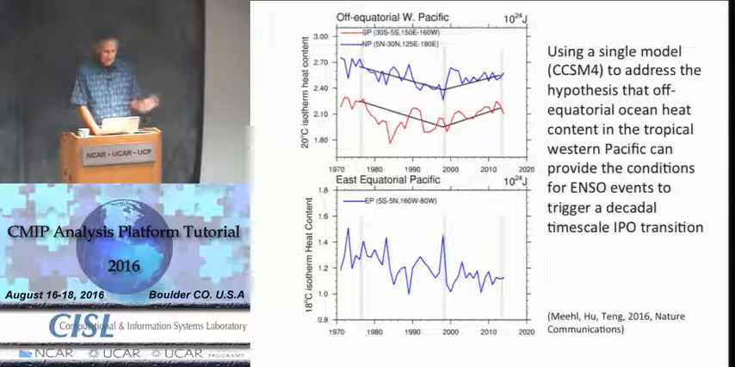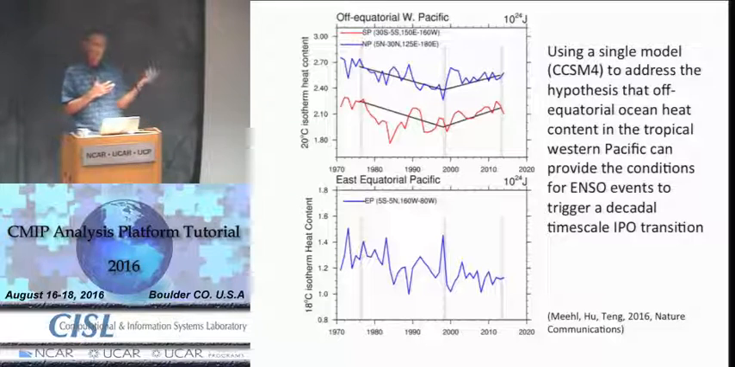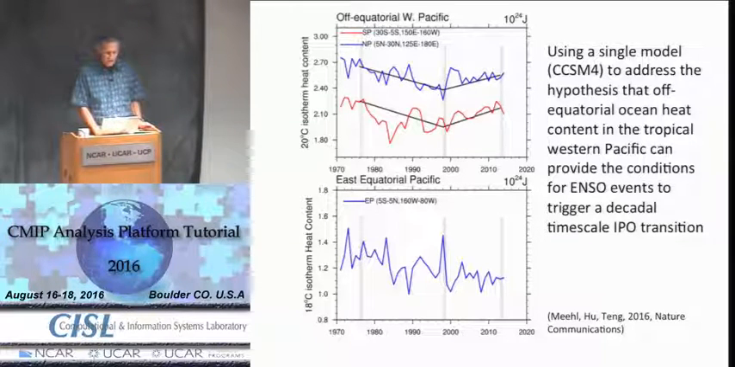And we said, okay, if we think that this interannual variability can trigger a decadal transition, let's look at what happens in the initial states of our ocean in the off-equatorial Western Pacific. So we picked these two boxes in the off-equatorial Western Pacific and plotted ocean heat content down to the depth of the 20-degree C isotherm. And here's the mid-70s shift, the IPO transition. Here's the late 90s IPO transition. And here we are in 2013.